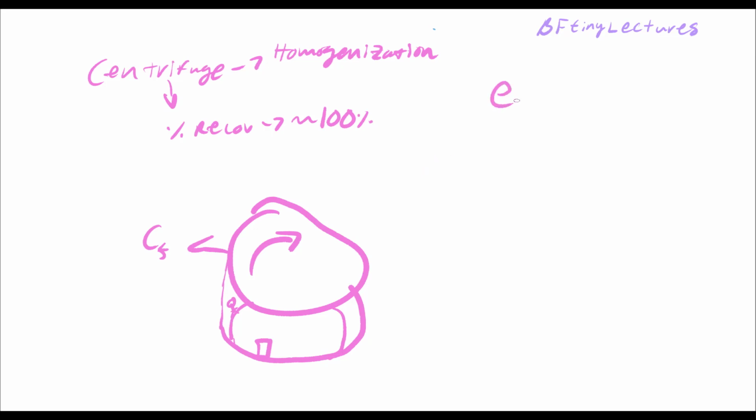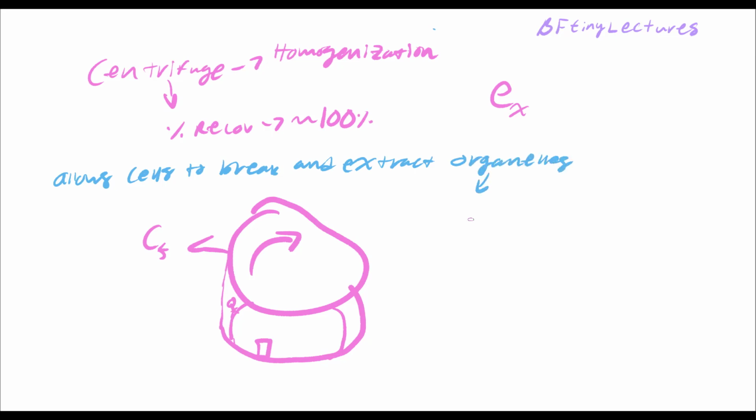For this video, let's say that we are studying enzyme X, okay? Whenever you start doing protein quantification, you're always going to put it through a centrifuge. Why? Well, the centrifuge actually allows cells to break and extract organelles. Okay, and these organelles actually have enzymes, right?